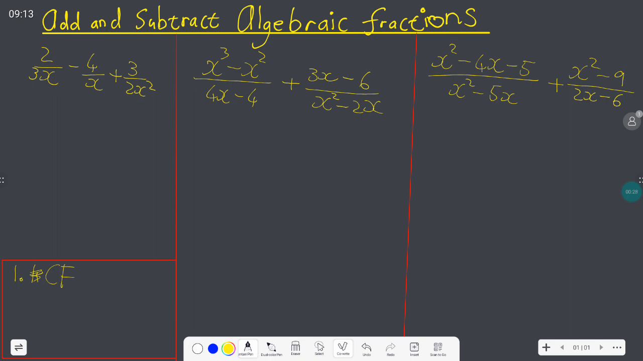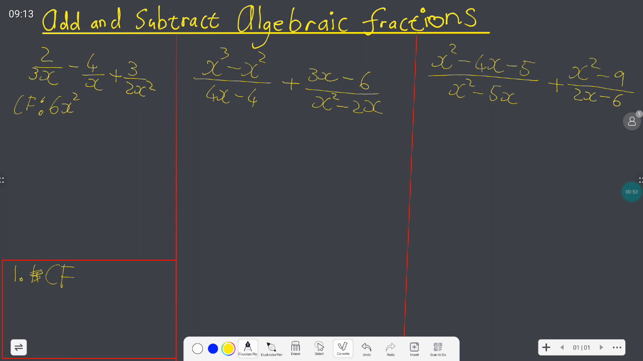So in this case, what will be my common factor? My common factor will be 6x squared, because there I've got x squared. So what does this mean? I have to multiply each of my denominators in order to get 6x squared. But what I do at the bottom, I must do at the top.